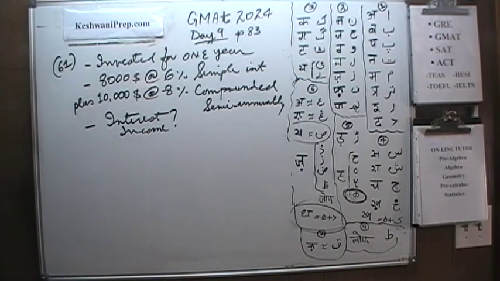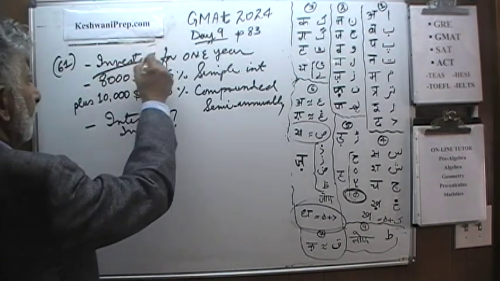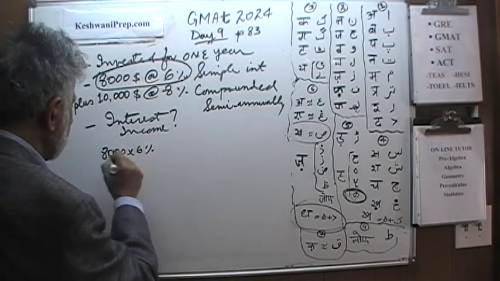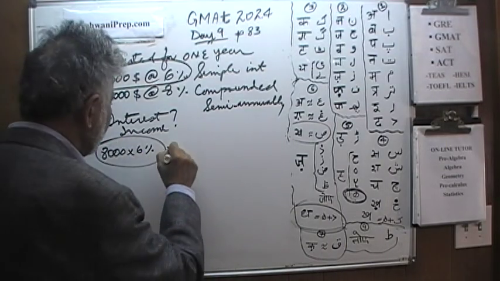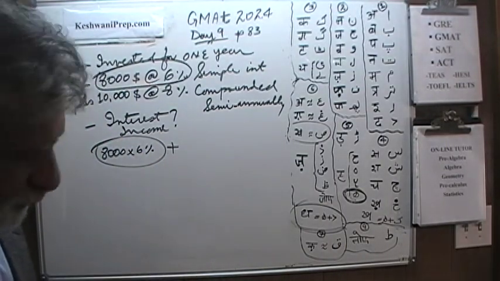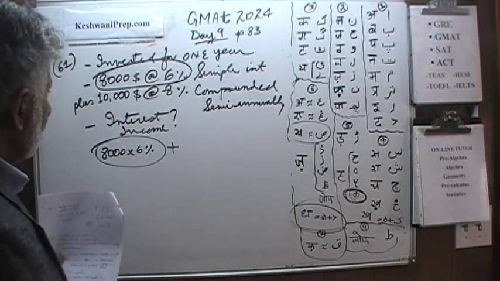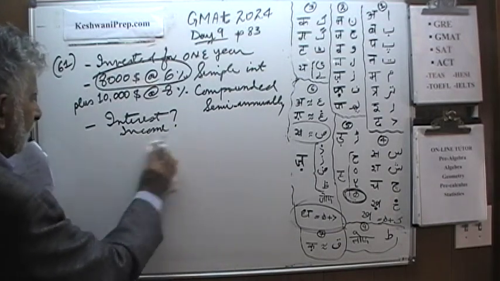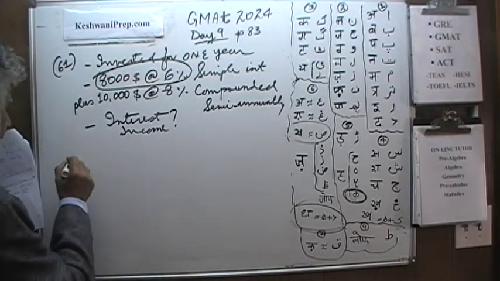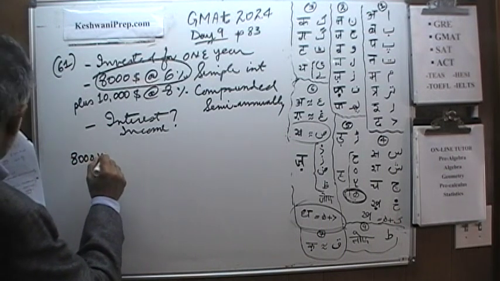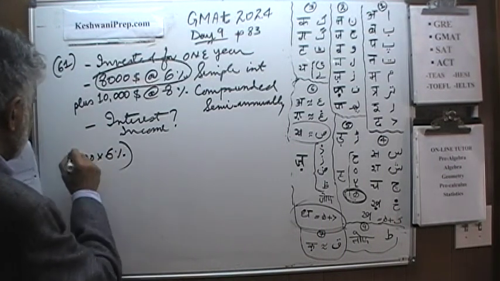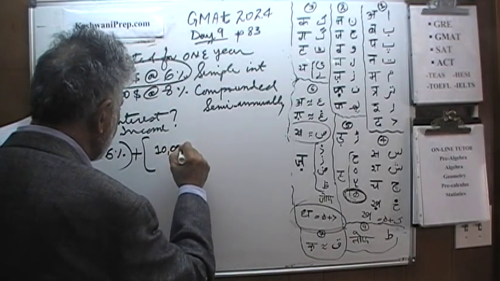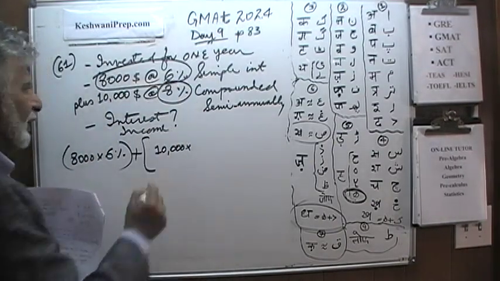Alright, here we go. So we have two investments. This is very straightforward. We're simply going to earn 6% of 8,000. So that part is done. Plus we're going to earn the second part. We have to slow down. I did not leave myself enough room there. I wanted to write it all in one line. Let me rewrite it. So we have 8,000 times 6% plus we have $10,000, which is going to give us 8%.